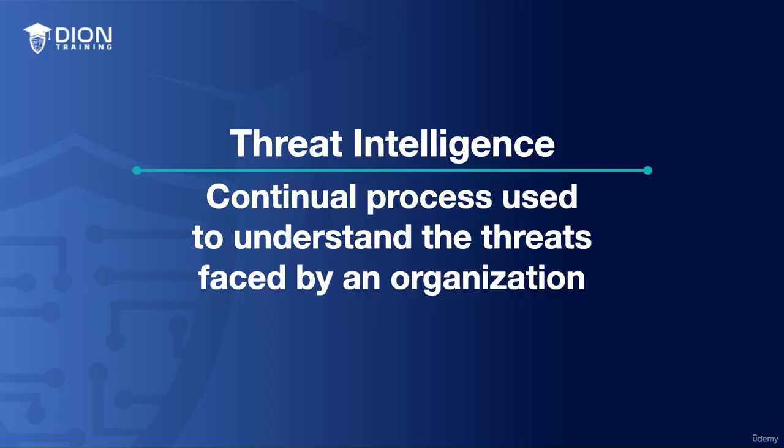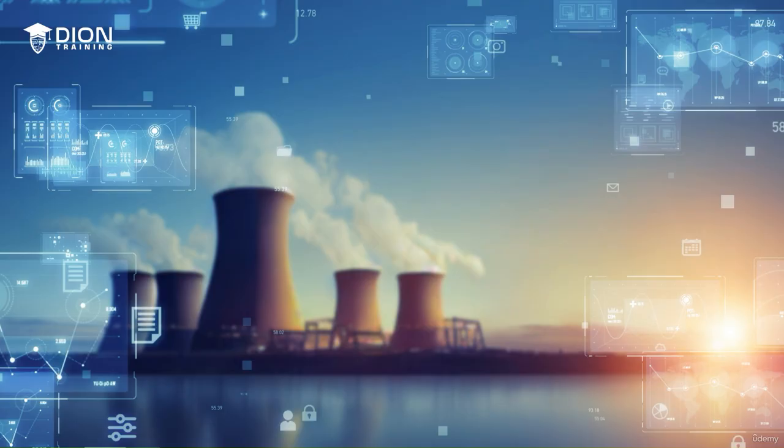Now, before we do that, though, let's take a moment to define what threat intelligence actually is. Threat intelligence is a continual process used to understand the threats faced by an organization. Depending on your organization's business and its missions, you're going to be facing different kinds of threats. So it's important to understand your own business and the threat environment that it's going to be focused on. For example, if you work at a nuclear power plant, you're facing different threats and attacks than somebody who works at a high school might.